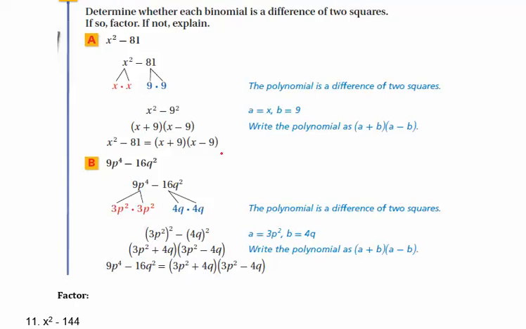But something like b is a little trickier. You have to figure out what is the square root of both of them. So 9p to the fourth, the square root of 9 is 3, and the square root of p to the fourth is p squared. If you have an even number exponent, cut it in half to find what its perfect square root would be. And then the 16q squared, that would be 4q squared, and this is 3p squared. So that's really what we have for this one. When we write it this way, we can see that our factors are going to be the first one plus the second one, and then the first one minus the second one.